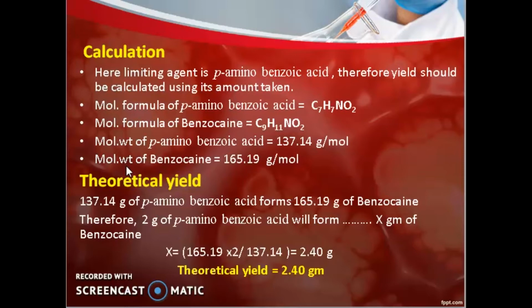Now we calculate the theoretical yield. For the calculation of theoretical yield, 137.14 gram of PABA forms 165.19 gram of benzocaine. So 2 gram of para-amino benzoic acid will form how much benzocaine? The calculation is 165.19 into 2 divided by 137.14. So we obtain a theoretical yield of 2.40 gram.